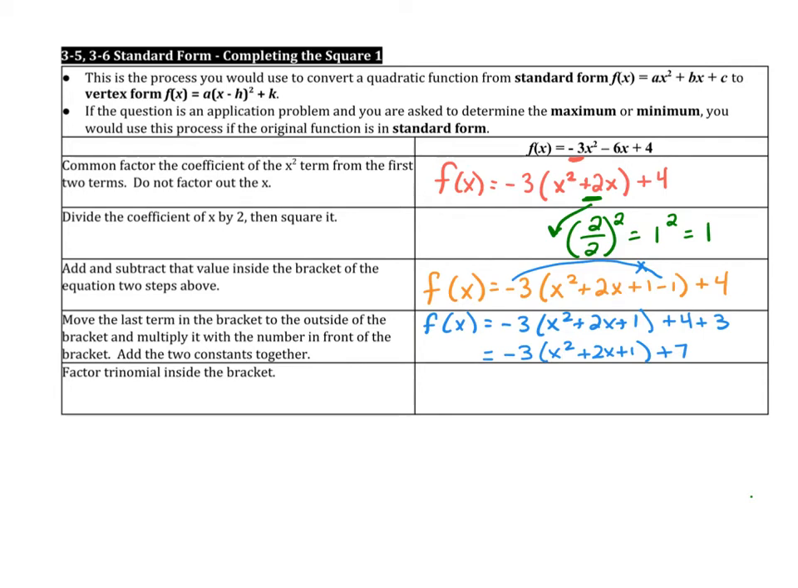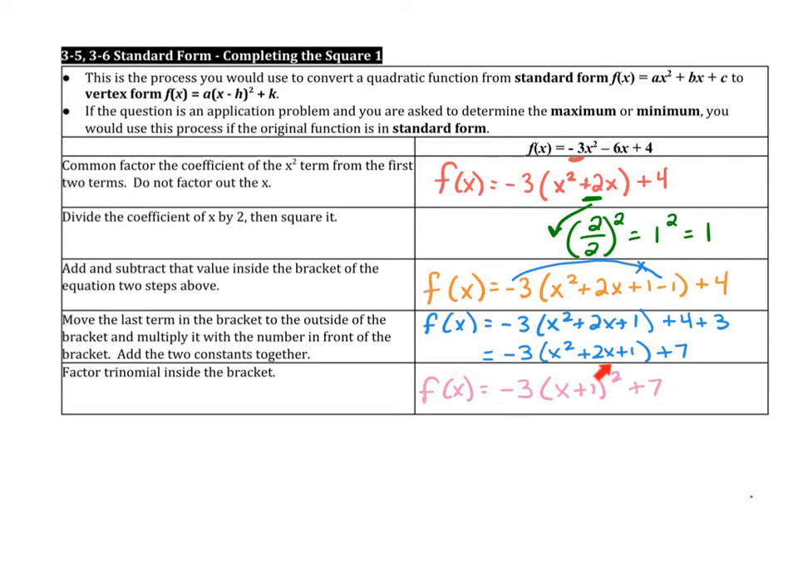So it almost looks like it's in vertex form now. The last thing you have to do is factor this trinomial. And it should be a simple trinomial because you've taken that number away from the front of the x squared. And two numbers that multiply to 1 and add to 2 are 1 and 1. If you have done this properly, the two numbers that multiply to this and add to that should be the same, so that you can write it like this. -3 bracket x plus 1 squared plus 7.